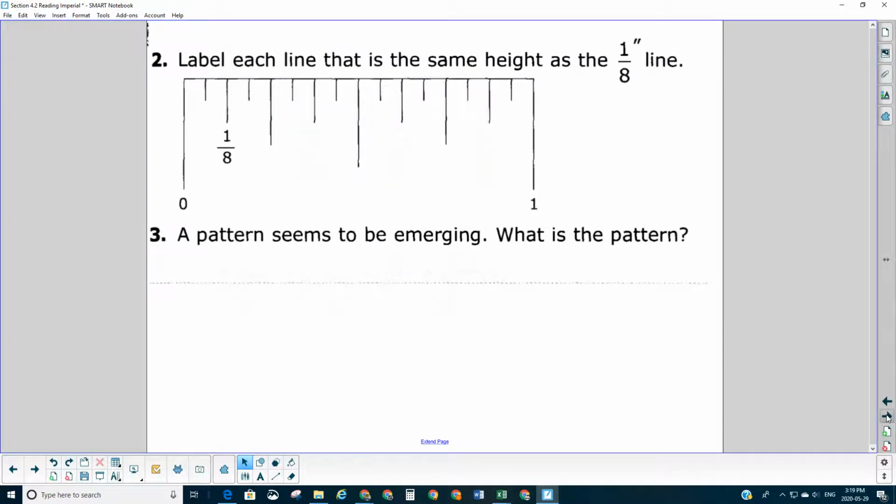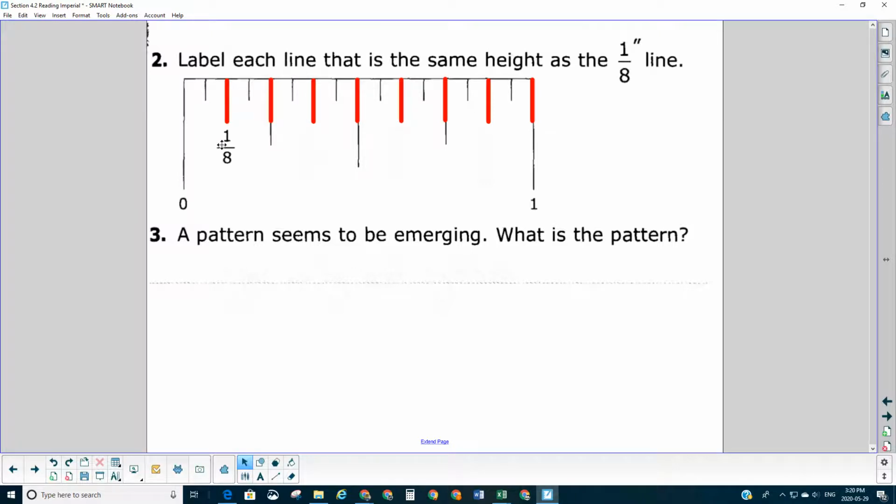Let's look at number 2. Label each line that is the same height as the 1/8. Okay, so there's the 1/8 line, and if you look at all these ones here, you can see all of those are also 1/8 lines. But it's best if we think of each little section. So look at this section here. From here is 1/8, and then from here to here is 2/8, and you can see all of the 8 different counts. 1, 2, 3, 4, 5, 6, 7, 8. You can see all of the 8s. It helps with your counting.